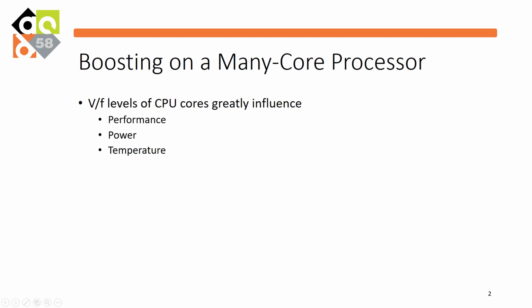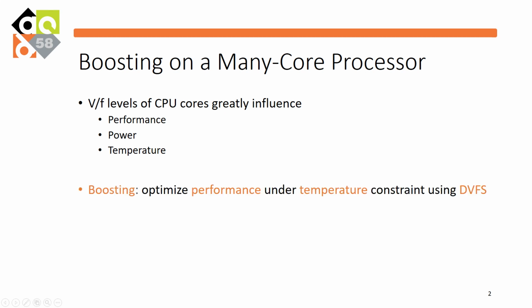The voltage and frequency levels of the CPU cores have a large impact on the performance of the running applications, but also on the consumed power and on the temperature. Avoiding high temperature is the key limiting factor in modern processors. This makes boosting, which we target in this work, a crucial part of resource management. Boosting selects per core voltage and frequency levels through DVFS in order to optimize the performance under a temperature constraint.